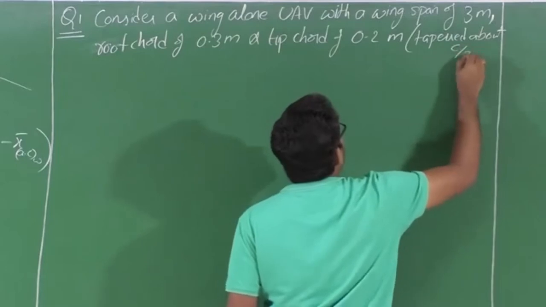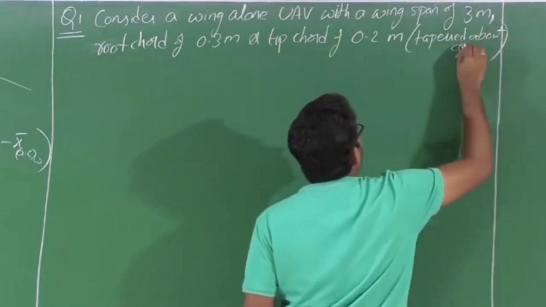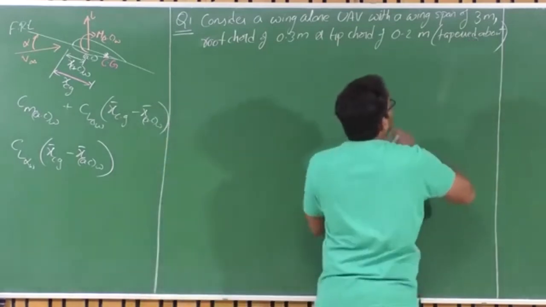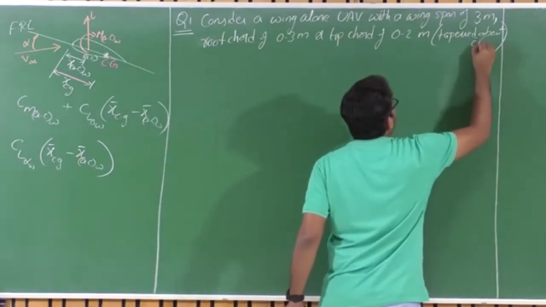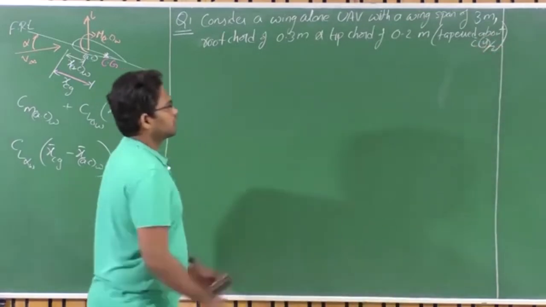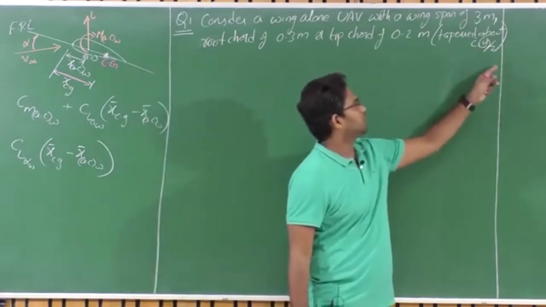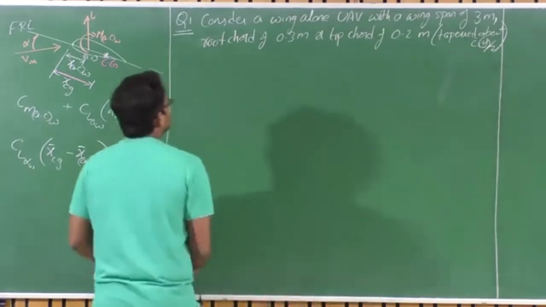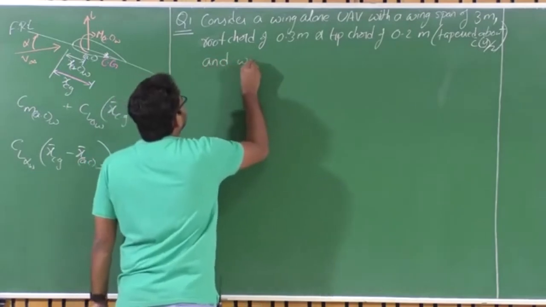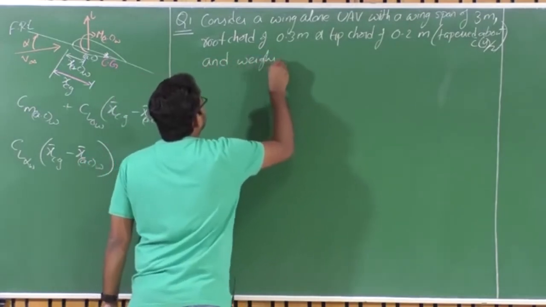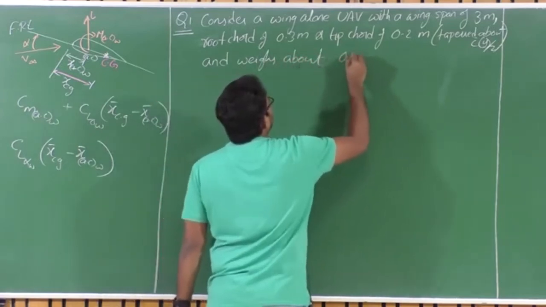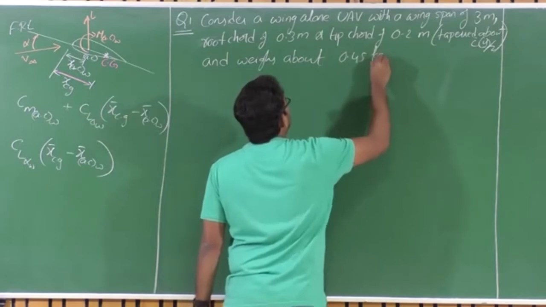the midpoint of the chord. So it's a midpoint, no? Tapered about the taper axis, if you consider any chordwise location C of y, it lies at the midpoint of the chord. And the wing weighs about 0.45 kg.